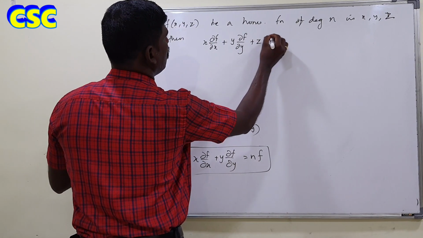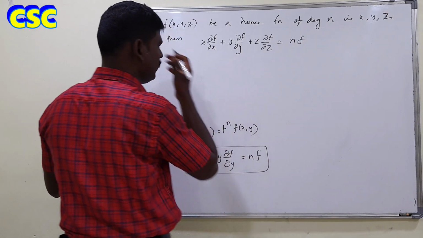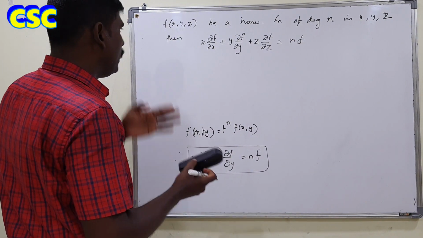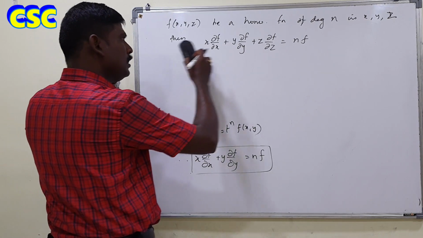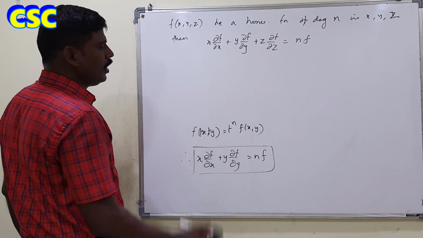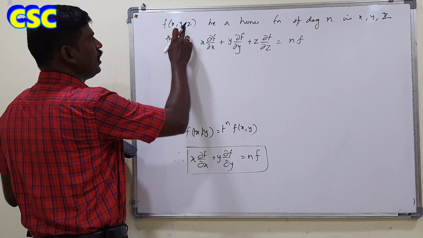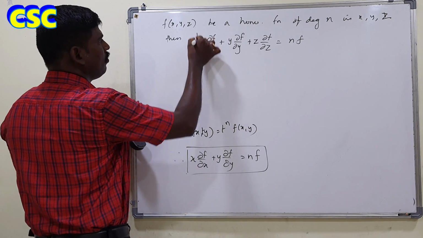z into dou f by dou z equal to what? n into f. That's all, right? We can extend this result for several variables. Here, this result is for f in 2 variables x and y. This is the result for f in 3 variables x comma y comma z. Right? Okay.